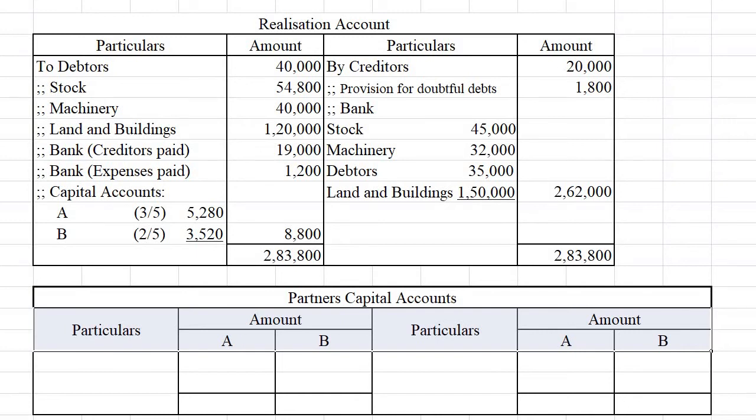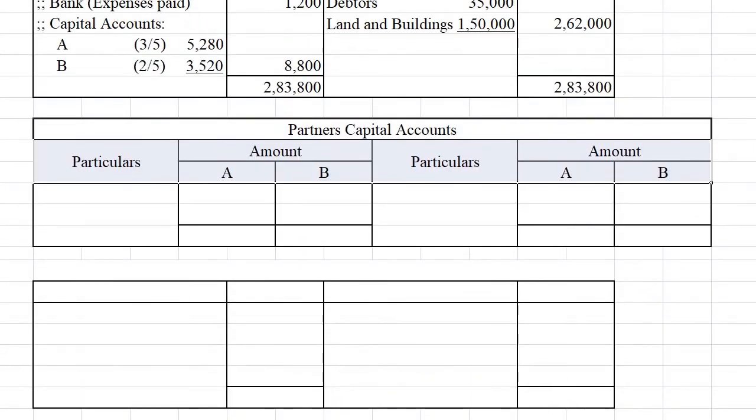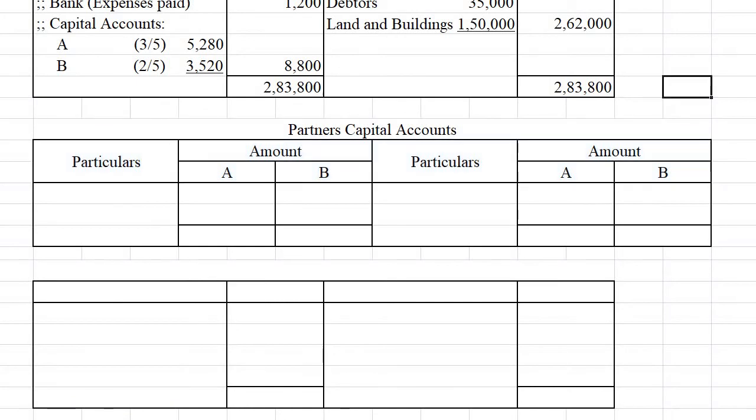Partners' capital accounts, that is A's capital account and B's capital account. We know how to prepare the capital account from the last 2-3 chapters. From the beginning of partnership itself we have studied the preparation of capital account. So you understand very well how to prepare the capital account and you can do it.